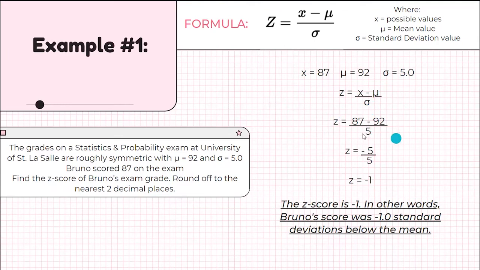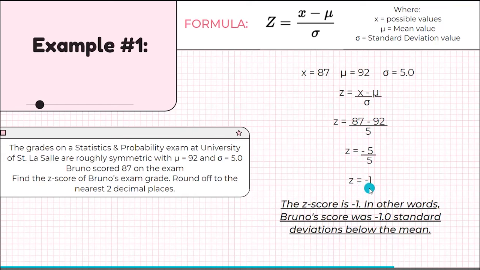We will now replace the values given in the z-score formula: 87 minus 92 divided by 5. So let us first subtract 87 and 92, and we have negative 5. Negative 5 divided by 5 is equal to negative 1. So the z-score is negative 1. In other words, Bruno's score was 1 standard deviation below the mean.